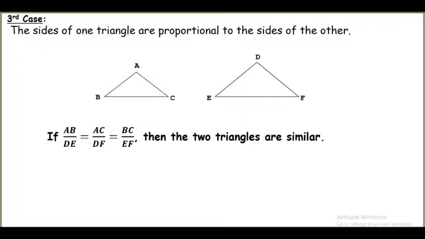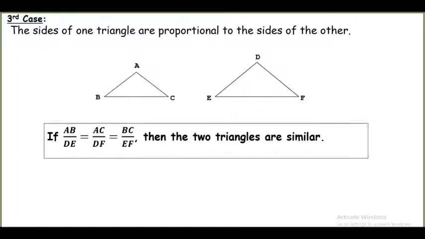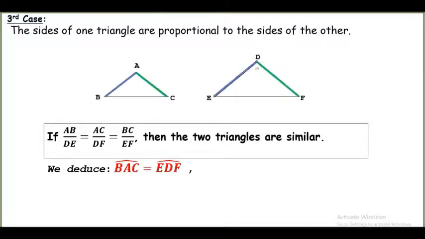Now, I want to find the equal angles. I will take the third ratio, BC over EF. Let's see. What's the angle facing BC? It is BAC. And what's the angle facing EF? It is EDF. So, I will write BAC is equal to EDF.